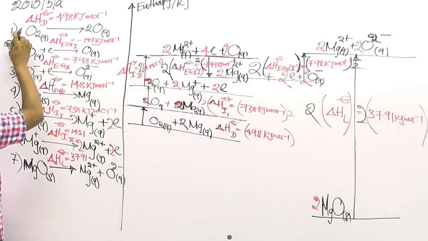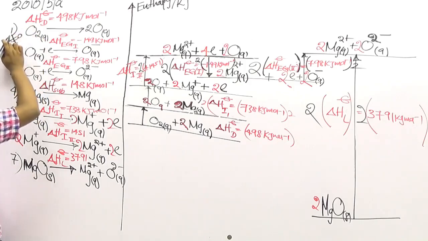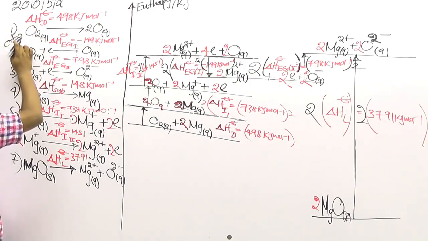because in O2 you have an O double bond, and in 1 molecule of oxygen you have 1 OO double bond.